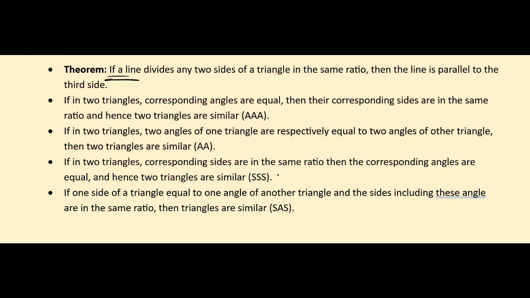If in two triangles corresponding sides are in the same ratio, then the corresponding angles are equal and hence the two triangles are similar. Again a similarity criterion, SSS, side. If one angle of a triangle is equal to one angle of another triangle and the sides including these angles are in the same ratio, then the triangles are similar. This is the SAS similarity criterion. We will see them one by one in the next video.